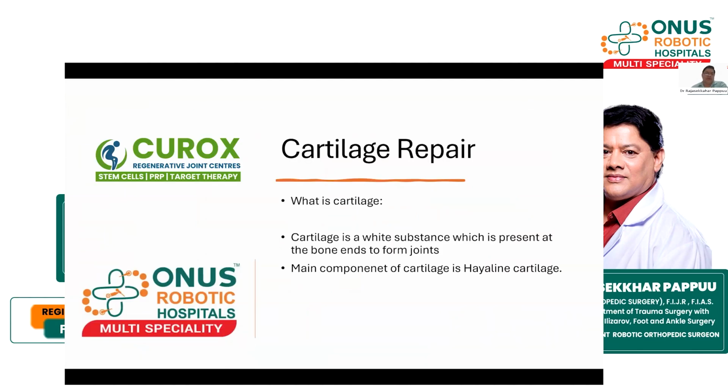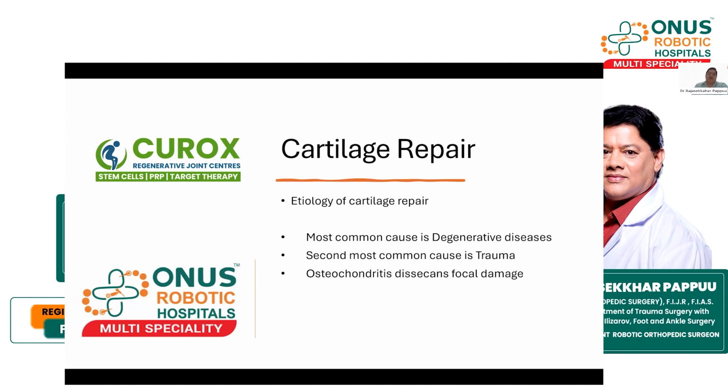So cartilage, this is not a medical explanation. It is for non-medical people, only for general understanding. Cartilage is a white substance which is present at the bone ends to form the joints. The main component of the cartilage is hyaline cartilage. So how do you damage your cartilage?